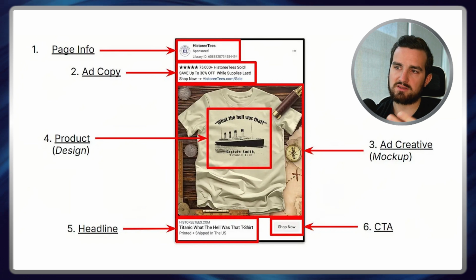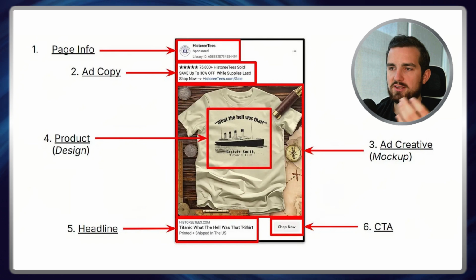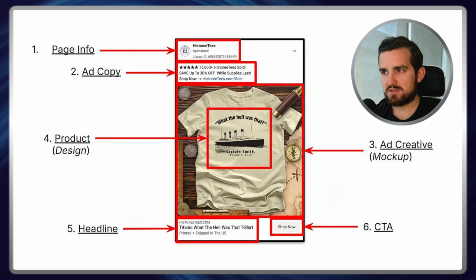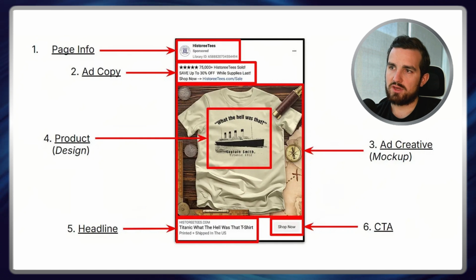So this could be things like money back guarantee, number of orders that you've shipped, anything of that sort. If you're a USA based company, if you're advertising to the US, that can help. And then lastly, we have our call to action button. So all of these pieces together, the ad creative and product are by far the most important.